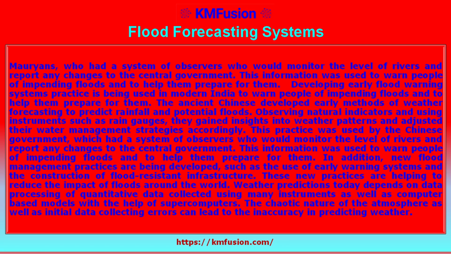The ancient Chinese developed early methods of weather forecasting to predict rainfall and potential floods. Observing natural indicators and using instruments such as rain gauges, they gained insights into weather patterns and adjusted their water management strategies accordingly. This practice was used by the Chinese government, which had a system of observers who would monitor the level of rivers and report any changes to the central government. This information was used to warn people of impending floods and to help them prepare for them.